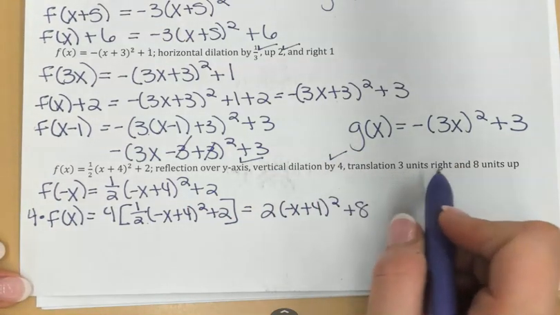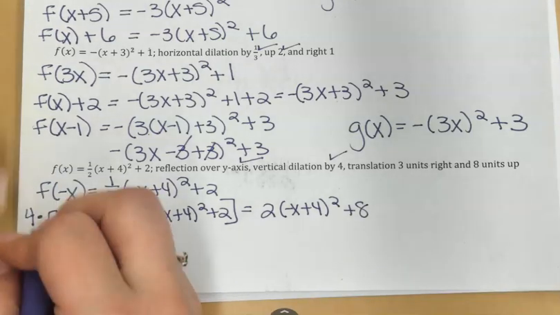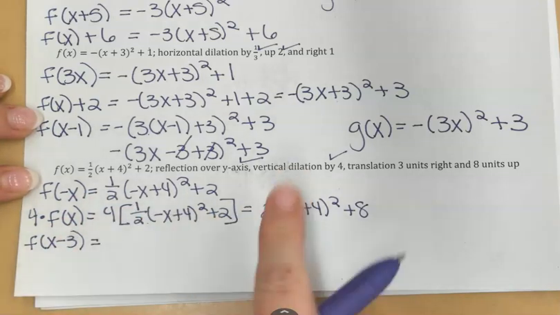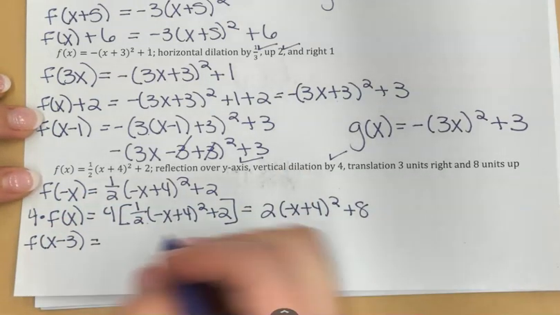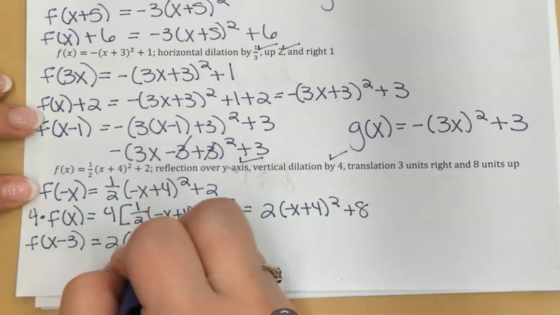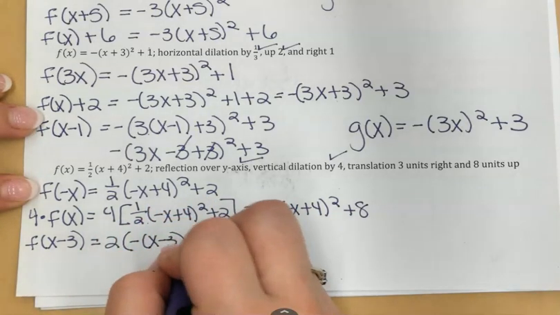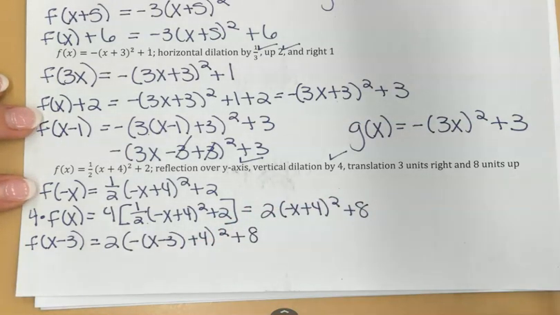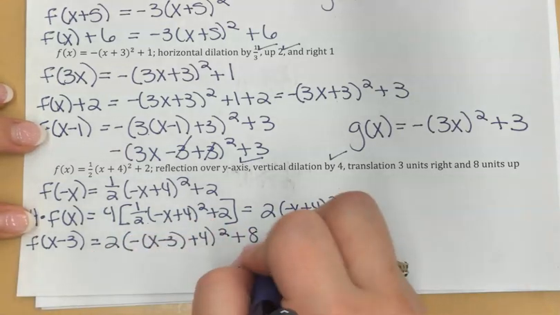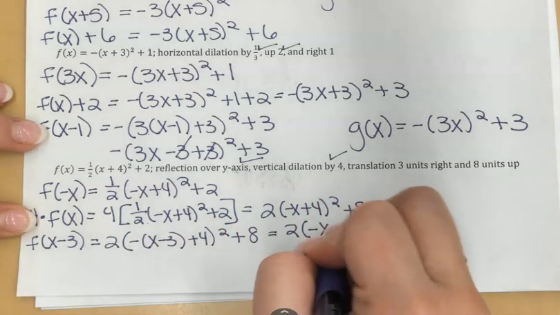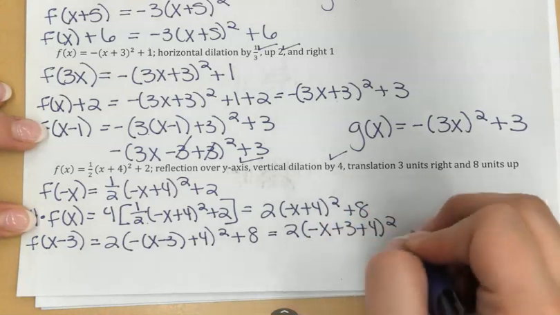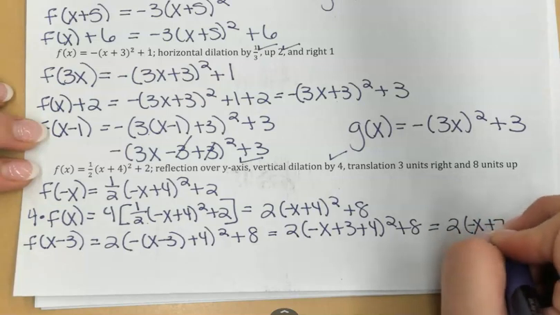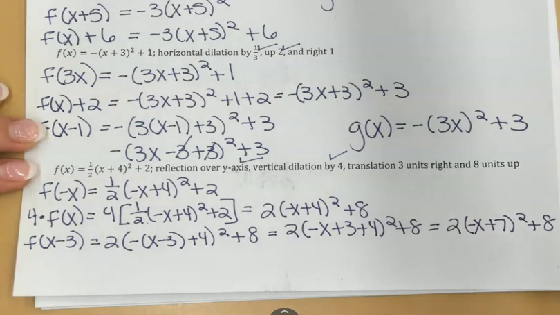Then I need to translate this to the right 3. So this is going to look like f of x minus 3. Now, the x already has a negative with it, so it's going to be negative x minus 3 plus 4. So again, distributing there, I'm going to get 2 times negative x plus 3 plus 4 squared plus 8. So negative x plus 7 is what I have in my parentheses.